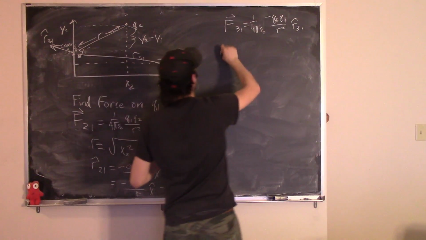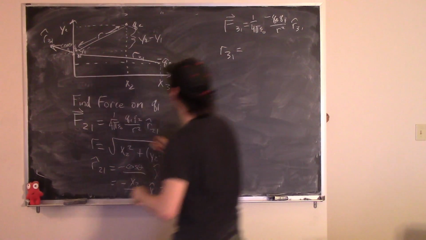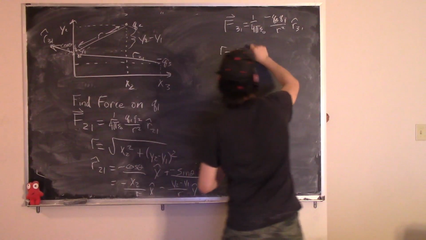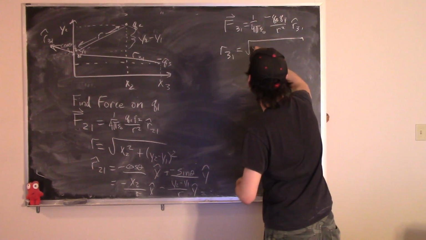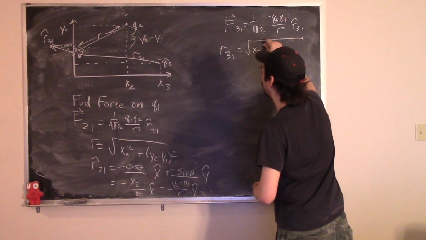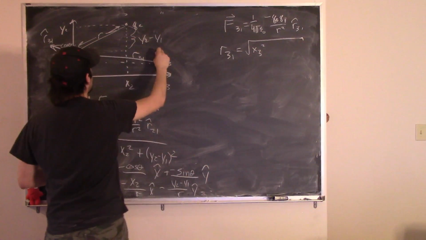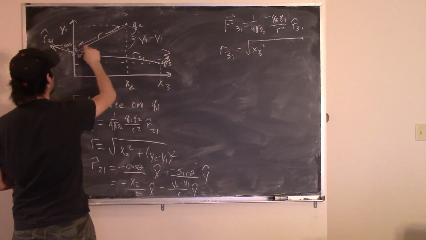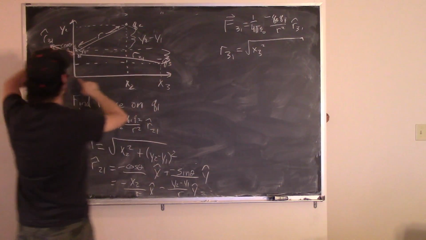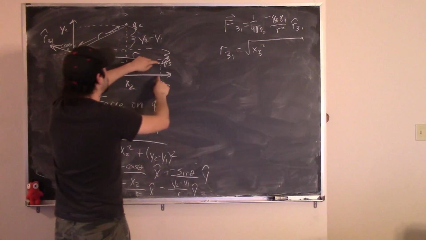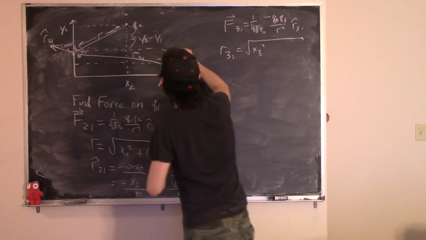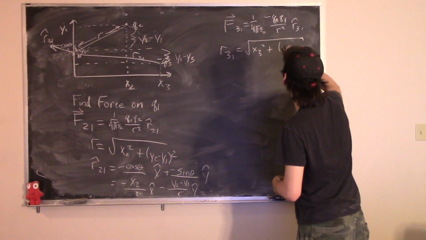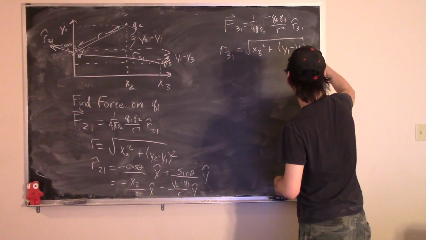So r31 is going to be equal to this whole distance in x squared, so under a square root, x3 squared. And then the distance in y that we're looking for is this distance. And so if this total distance is y1, and this is a distance y3, this is going to be y1 minus y3. So plus (y1 minus y3) squared.